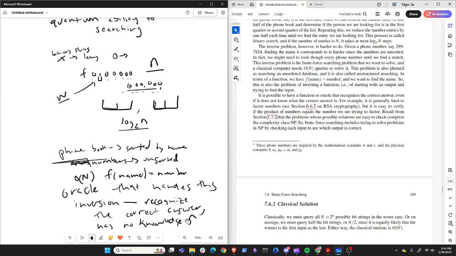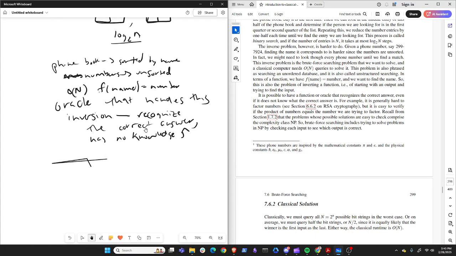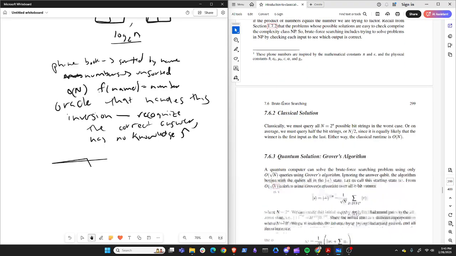For example, they talk about RSA. It's very tricky to factor numbers, but if we have two numbers, it's really easy to multiply those two numbers together and check to see if that product matches the number we're trying to factor. I really don't remember NP and stuff like that, so that is still a little bit confusing.